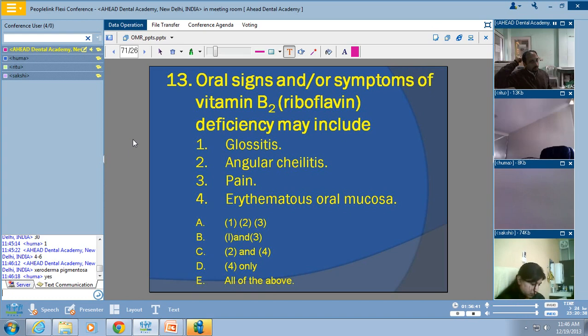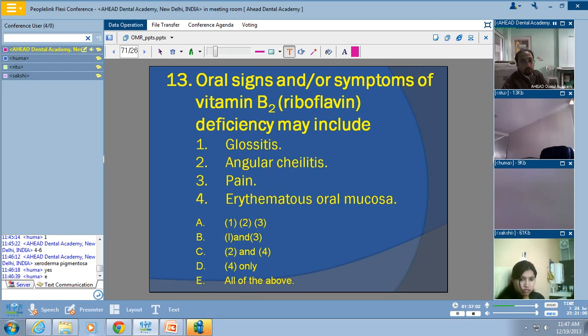Generally in a patient with multiple vitamin deficiency or any vitamin deficiency, the tongue will start showing some changes, which will be called glossitis. There will be angular cheilitis. Pain will be there and erythematous oral mucosa. So the correct answer is all of 1, 2, 3, 4 are seen.